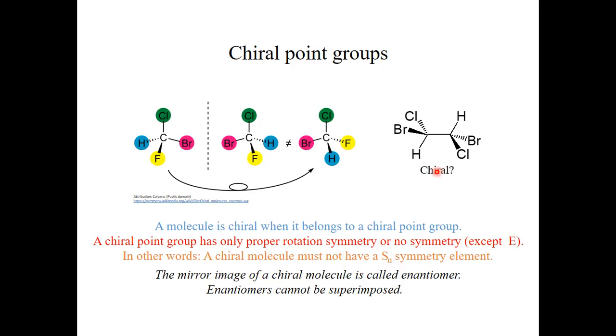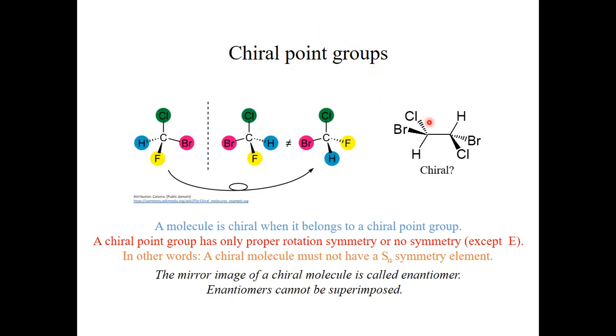So what you need to do is to see if you can see a symmetry element other than the identity and the proper rotational axis. If you can find a symmetry element other than the identity and the proper rotational axis, then it's not a chiral molecule. Can you see a symmetry element other than the identity and the proper rotational axis? An inversion, yeah, correct.